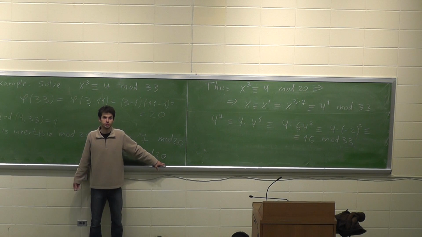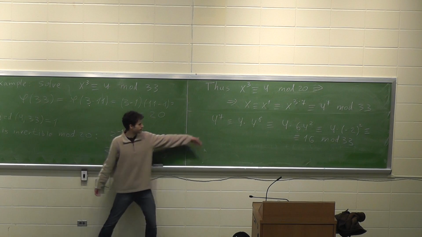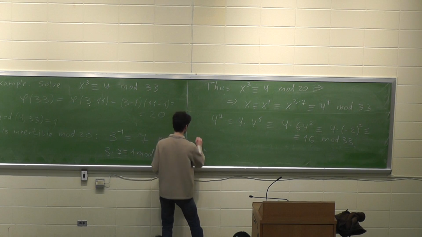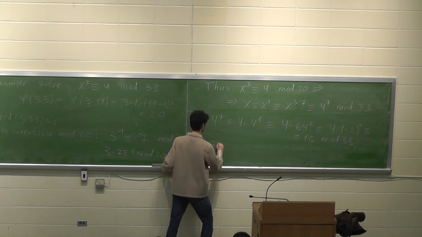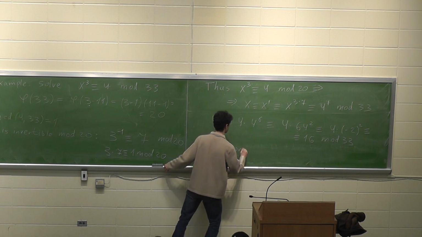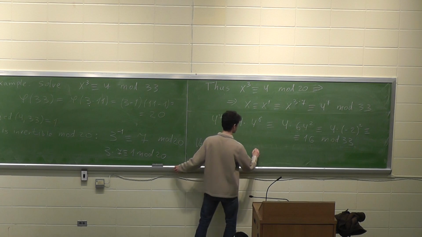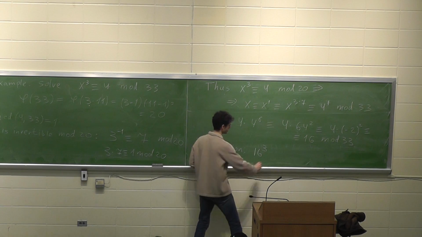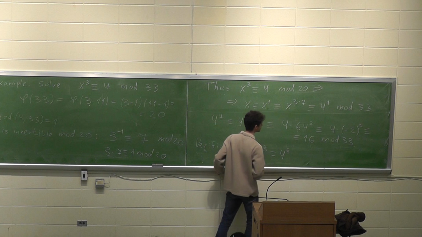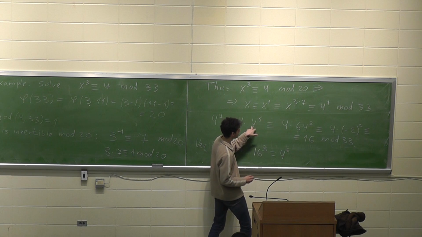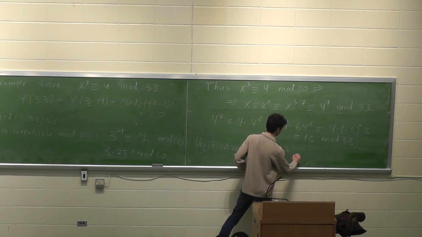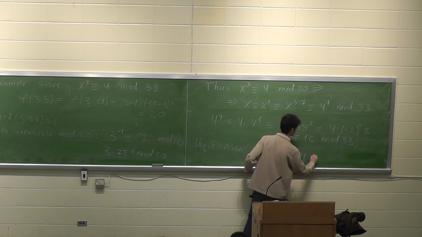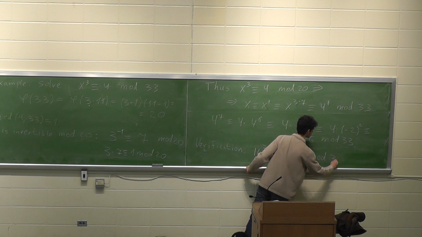And now, if you want, you can actually verify. Verifying an answer is much simpler than actually finding it. So, verification. If you take 16 and raise it to the power of 3, it's the same as 4 raised to the power 6. And we just computed 4 to the power 6: it is minus 2 squared, which is 4. Modulo 33.